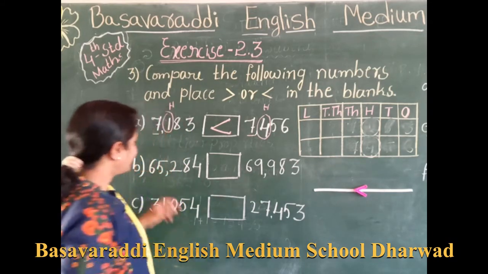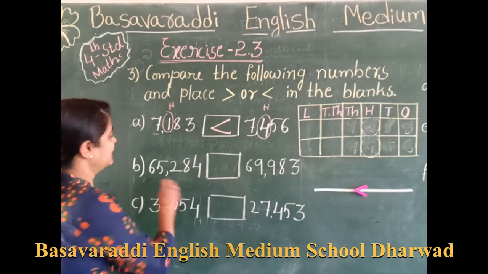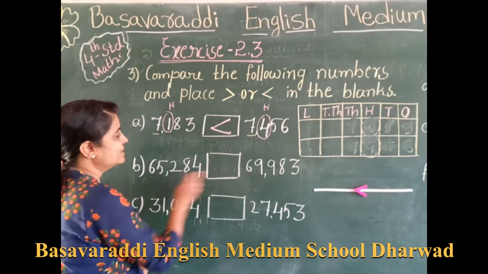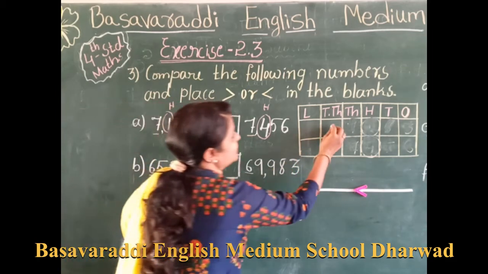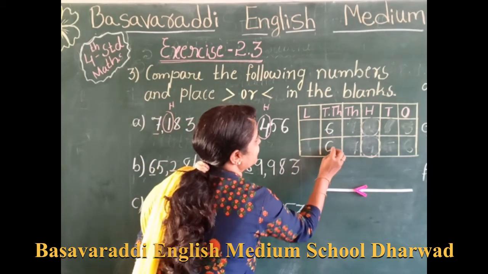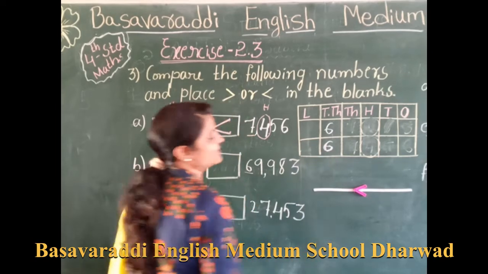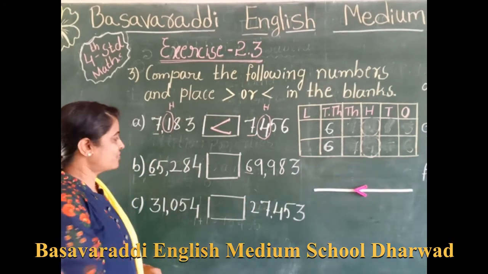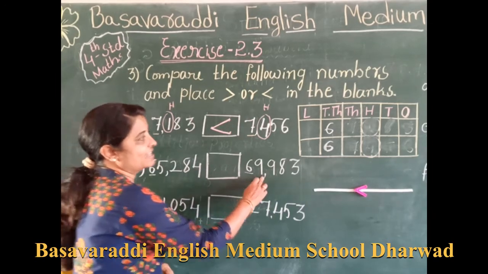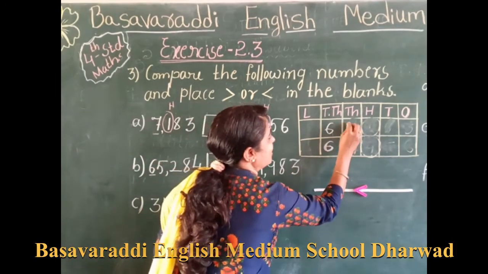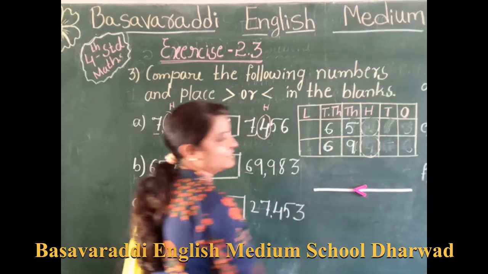Okay. What they have given first? 6 is there in the 10,000 place. In both we have a 6. See here also it is a 6. Here also it is 6. Then write in the 10,000s place value 6 and 6. Okay. Next what we have? In the first row it is a 5. Second we have a 9. Then here we have a 5 and here we have a 9.